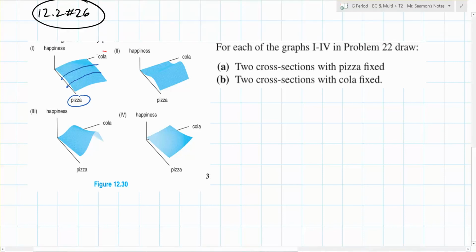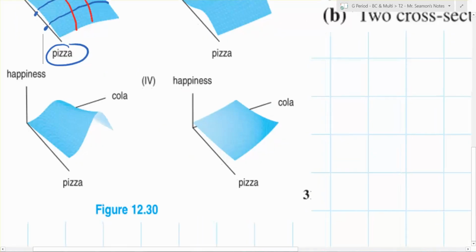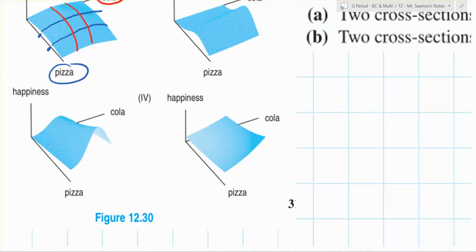And then what would the cross section look like with cola fixed? Let's say we fix the cola value right there. It would be another one like this. It's kind of hard to see the surface, right? But let's say we zoom in on this one right here. If we fix pizza, on this one there's a pizza value, right? What's the cross section look like? You go up to that value, and it's going to go up and then back down the other side like that. And this one right here is going to go up and then back down the other side. Do you kind of see that, everybody? So you do that in the other direction as well. That's what it's asking you to do.